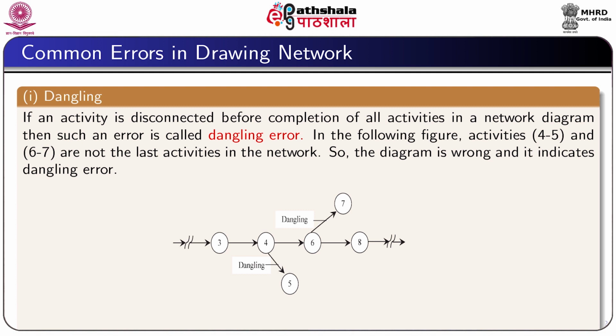is known as dangling. The figure shows that the activities 4, 5 and 6, 7 are disconnected and they are not representing the end of the project. Therefore, this figure shows the error, and this type of error is called dangling error.